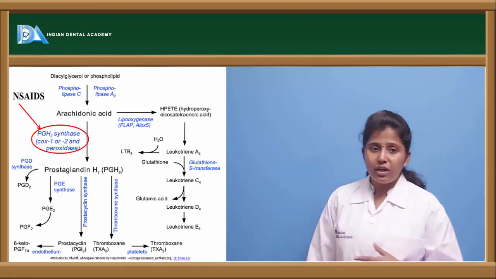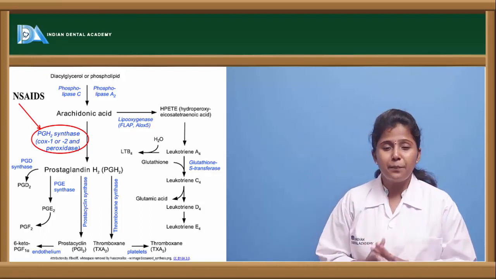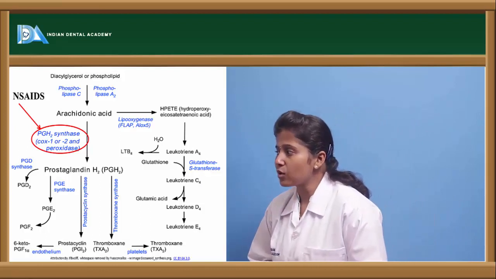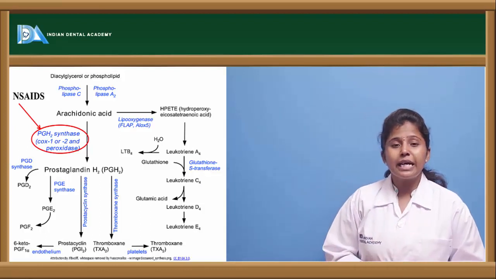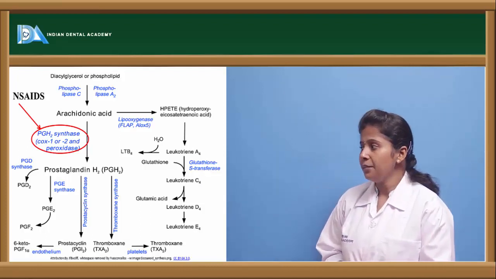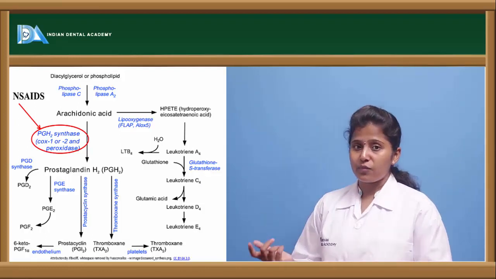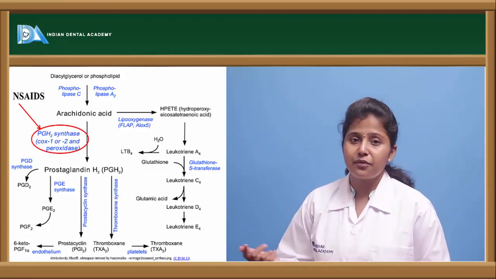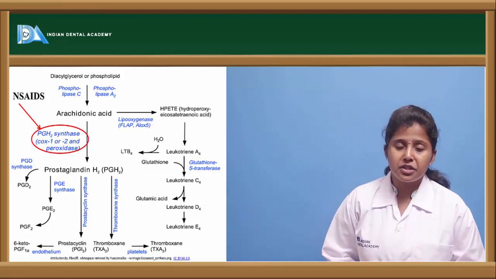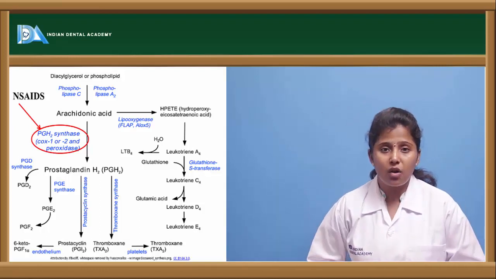Here is the pictorial representation. From the diacylglycerol or phospholipids of the plasma membrane, a substance called arachidonic acid is released. Arachidonic acid is a 20 carbon atom polyunsaturated fatty acid. On the action of phospholipase C or phospholipase A2 on phospholipids, arachidonic acid is released from the plasma membrane, and it undergoes two pathways. One is the cyclooxygenase pathway and the other is the lipoxygenase pathway. Cyclooxygenase is nothing but the COX pathway.